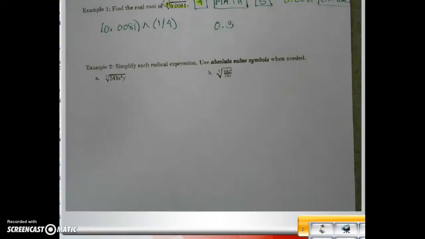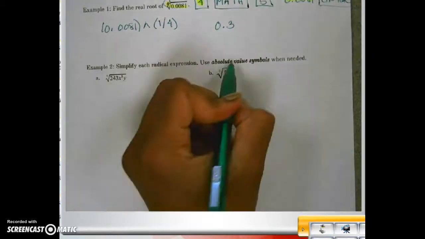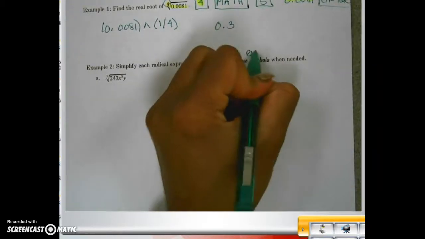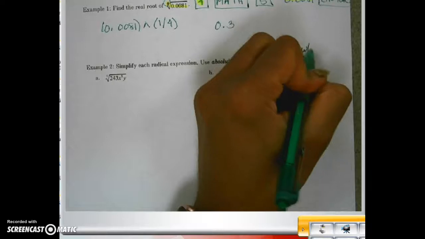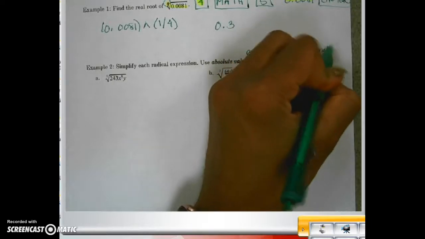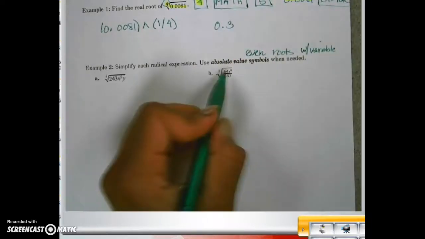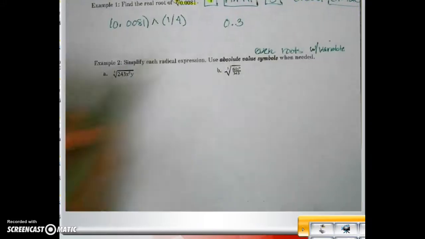All right. Here you are. Simplify each radical expression. Use absolute value symbols when needed. Now this part right here, they're only needed for even roots, and with the variable. We don't actually have an example of this now, but you'll see it more in later lessons. So that's just a note, and you might see it in your homework, so don't freak out.